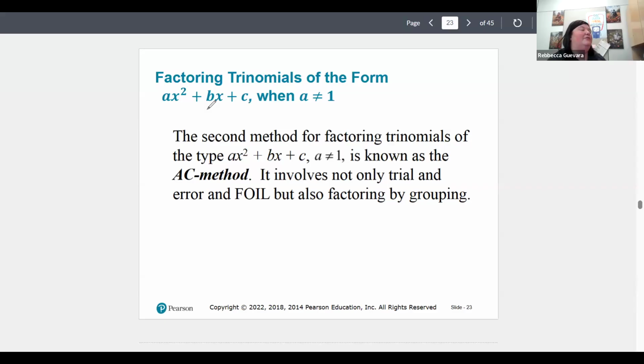Another method that we have to, like I said, there's that guess and checking that we could do. There's another way around using that guess and checking as well. If we have, well, it looks like x squared plus bx plus c, but a is anything other than 1, then we can use something called the AC method.